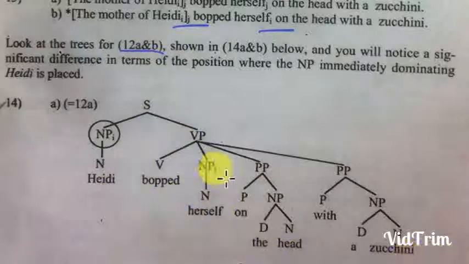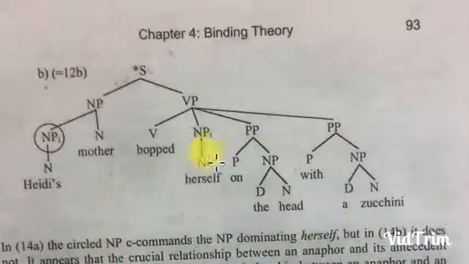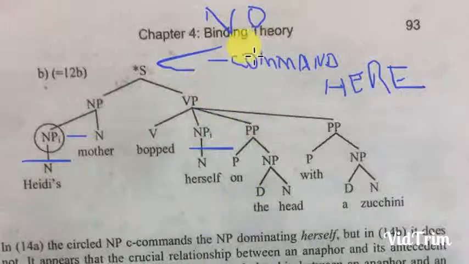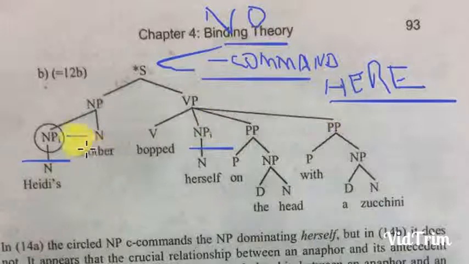Look at the trees of these sentences. You will notice a significant difference in terms of the position where the noun phrase immediately dominating Heidi is placed. In the sentence Heidi bopped herself on the head with a zucchini, herself refers back to Heidi, and you see in the tree diagram that Heidi c-commands herself. But in the sentence Heidi's mother bopped herself on the head with a zucchini, where herself is said to refer back to Heidi and not Heidi's mother, the noun phrase Heidi does not c-command herself in the tree structure.